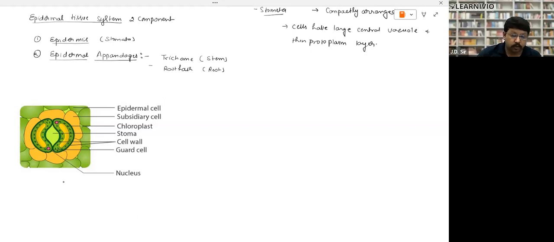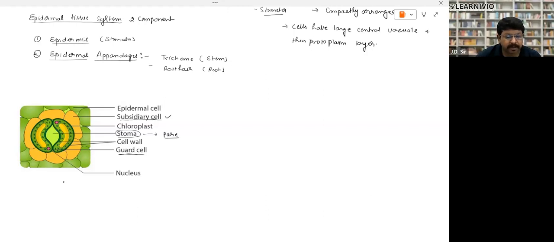So the diagram is important. Look, basically the stomata is made up of these subsidiary cells. These yellow color cells are called subsidiary cells, right? And then there are two kidney type cells. These kidney-shaped cells are called guard cells. So there are two guard cells surrounded by subsidiary cells. These guard cells have a thick cell wall on the inner side and a thin cell wall on the outer side, right? The pore between them is called the stoma.